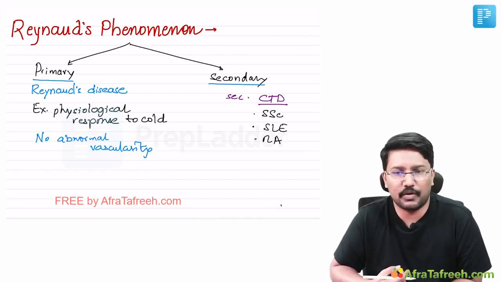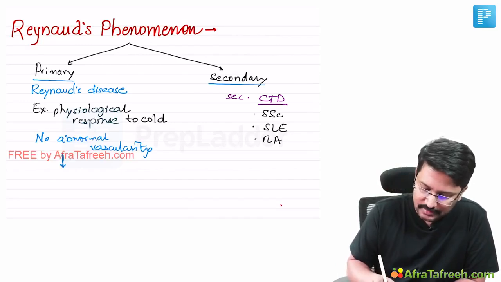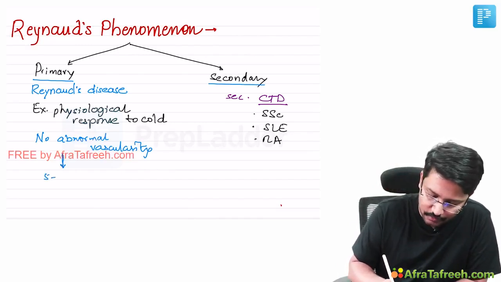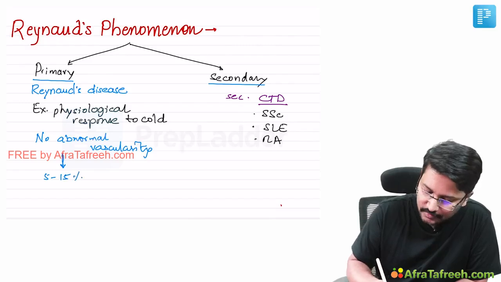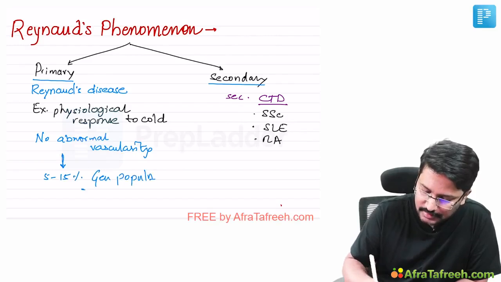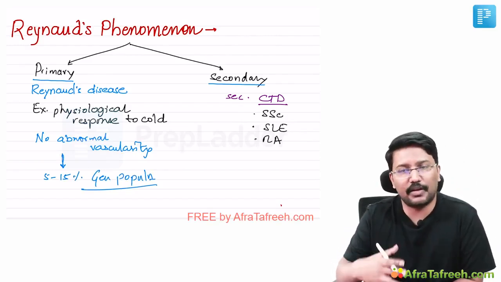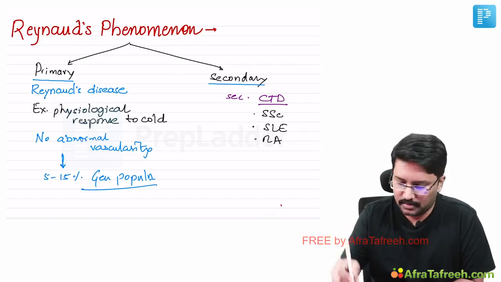Patients can experience Raynaud's phenomenon. Now, this primary Raynaud's phenomenon or Raynaud's disease, where there is physiological exaggeration of response to cold, is seen in 5 to 15% of the general population. And that is why it is very important for us to distinguish between Raynaud's disease versus secondary, right?